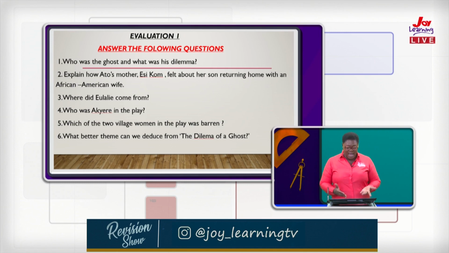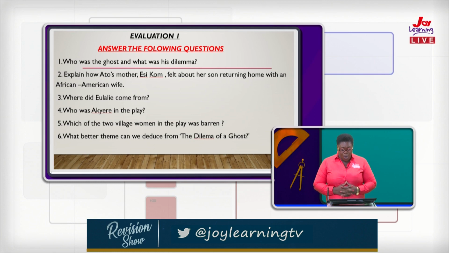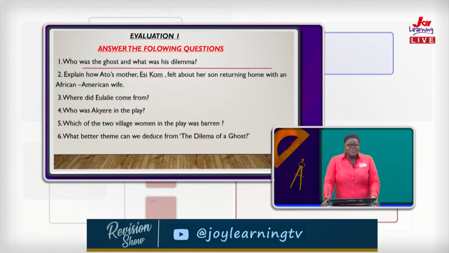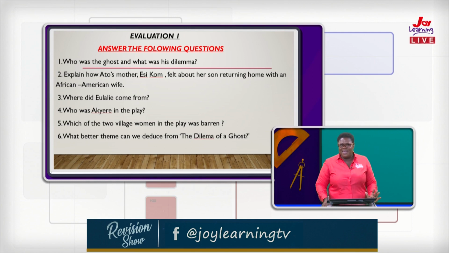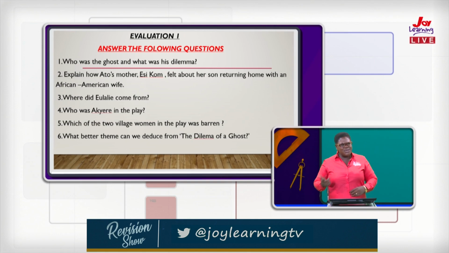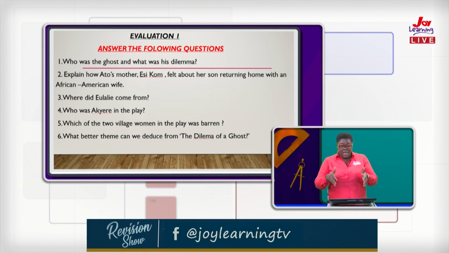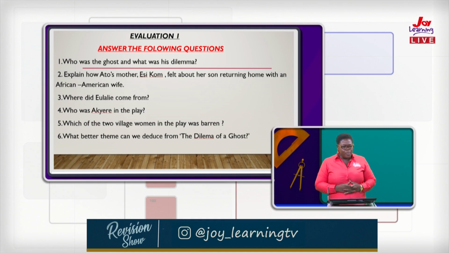Explain how Ato's mother, Esikom, felt about her son returning home with an African-American wife. Tell me about it. She felt disappointed. Why? Can you explain further? Because she arranged another lady for him to come and marry when he's back. Great. That is a home marriage, right? Is there any other reason why she felt disappointed? Yes, because Eulalie's culture did not correspond with their culture. Exactly. Clap for yourself. You are right there, okay?